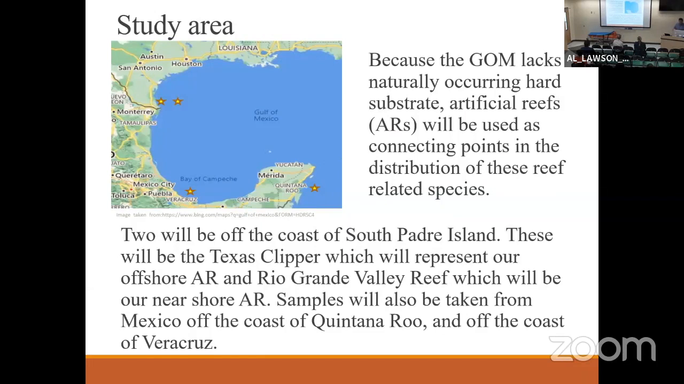So if you remember the gyres and the circulation pattern, we can see that we'd start off in Quintana Roo, potentially maybe Veracruz, and then go upwards towards the areas where we're located, which would be off the coast of South Padre, which is the two stars located up there, representing our RGB Reef and our Texas Clipper. With that being said, we are not exactly sure if the samples we'll be collecting from Mexico will be located on an artificial reef. So for that reason, this project may be changing to reefs in general instead of specifically artificial reefs.